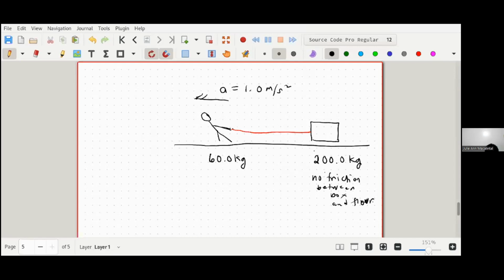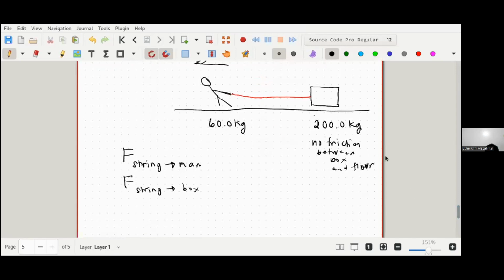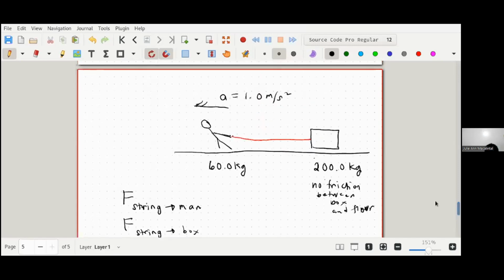So, may introduce na dito yung dalawang contact forces pa. So the first contact force that we'll consider is the force from the string acting on the man. There's also a force from the string acting on the box. Ngayon, all of these are going to be accelerating with the same acceleration. So ang assumption ko dito, they're all accelerating at the same rate.